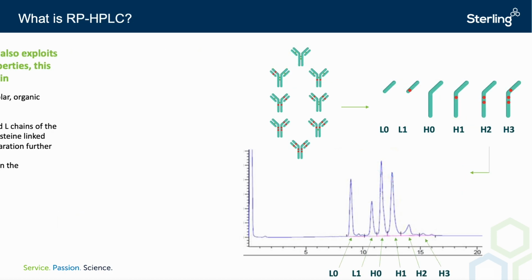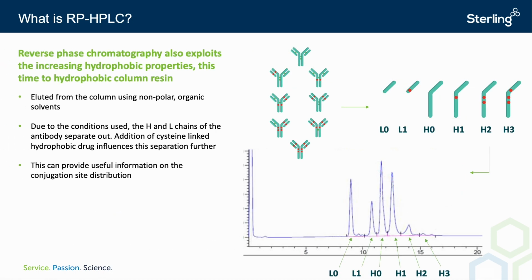The alternative approach is to use reverse phase chromatography. Again, this exploits the differing hydrophobic properties of the ADC species, this time binding to a hydrophobic column resin. Elution is achieved using a gradient of non-polar organic solvent. Due to these conditions used, the heavy chain and light chains of the antibody separate out. Addition of the hydrophobic drug influences this further, with more heavily conjugated chains taking longer to elute. This can provide useful information on the conjugation site distribution, seeing how many drugs are conjugated to light chains and how many to heavy chains. As with the HIC approach, we can use the peak area of these peaks to calculate how much of these species there are in a particular sample and give the overall average DAR.